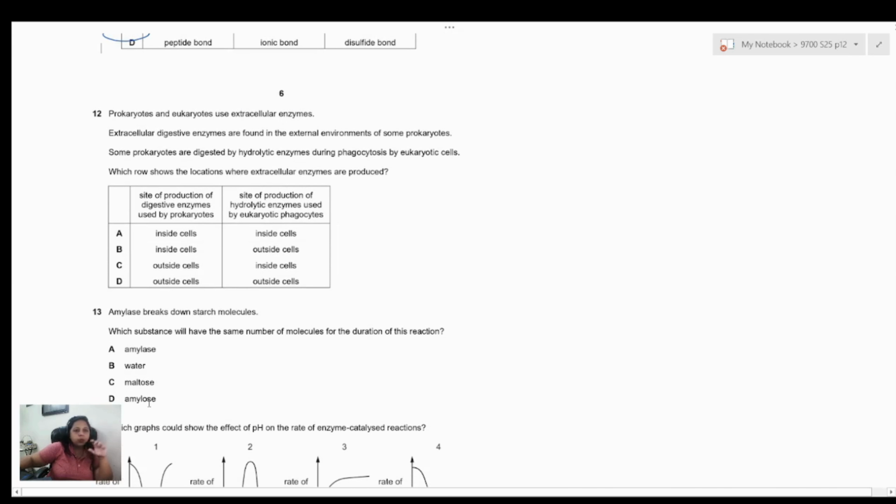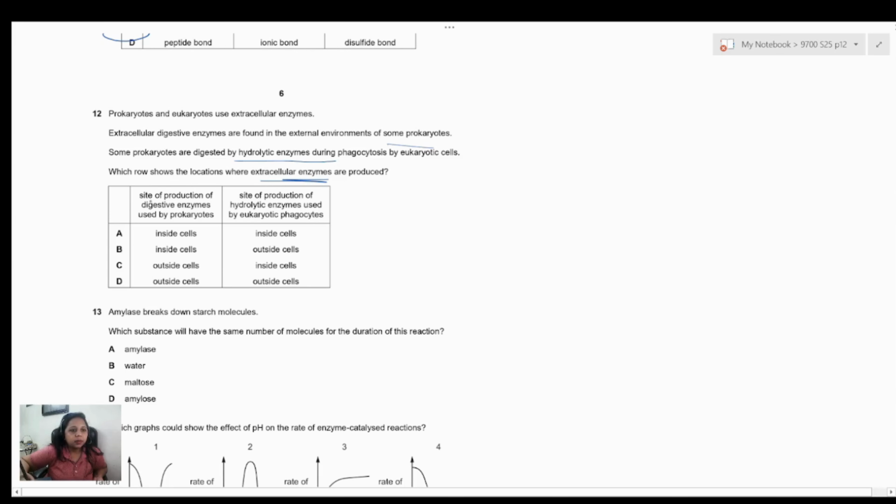Next question says prokaryotes and eukaryotes use extracellular enzymes. Extracellular digestive enzymes are found in the internal environment of some prokaryotes. Some prokaryotes are digested by hydrolytic enzymes during phagocytosis by eukaryotic cells. For example, in amoebic dysentery, when amoeba enter the body, the phagocytes of our body engulf them and then destroy them, which shows the location where extracellular enzymes are produced.